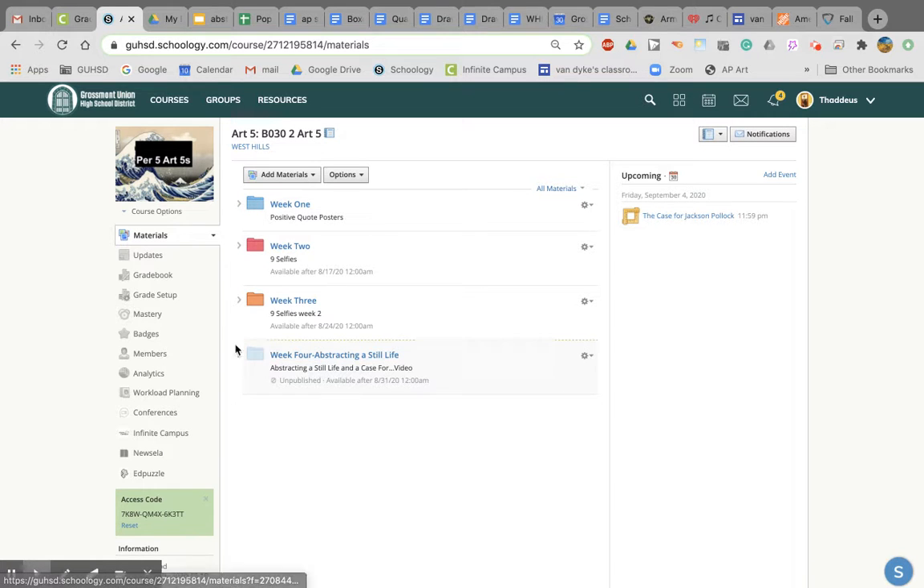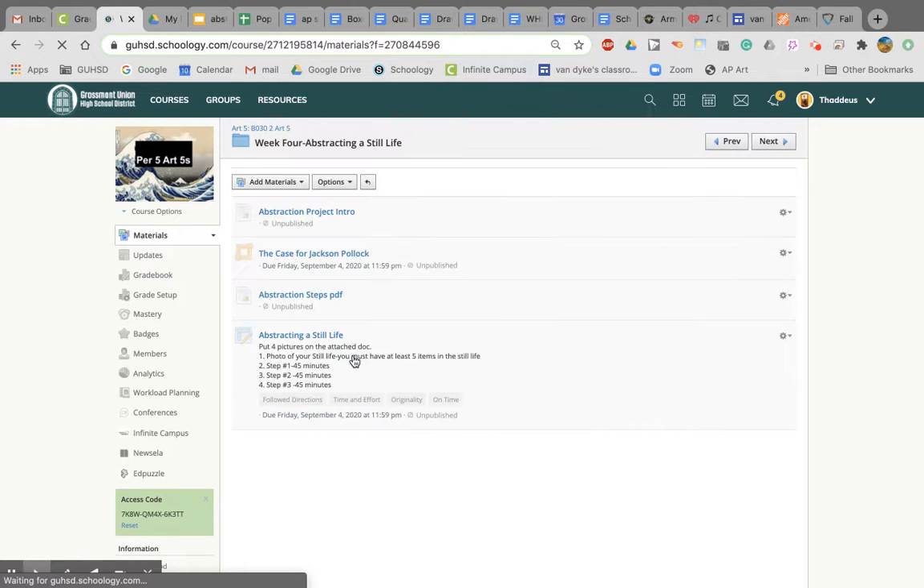Week 4. This should be a yellow folder when you watch this tomorrow morning. It's just considered unpublished right now. Week 4, abstracting a still life. So we're going to have extensive drawing, culminating in one final piece, hopefully with some color in it of your choice. So let's take a look at what's in here.